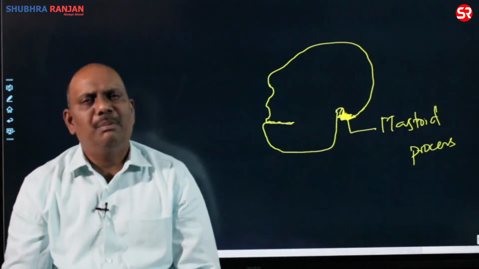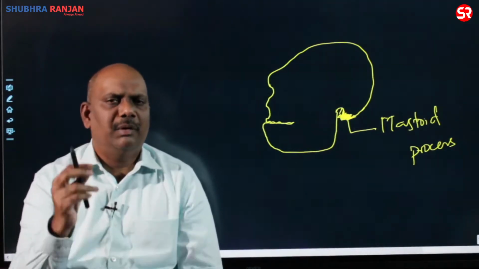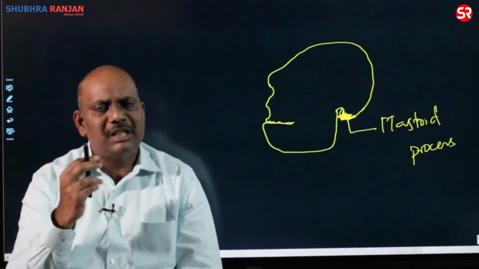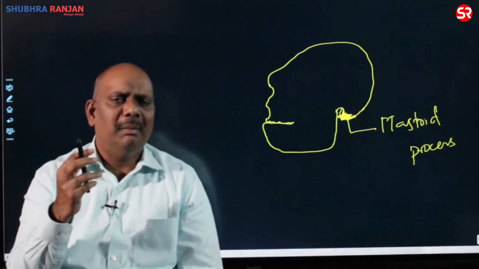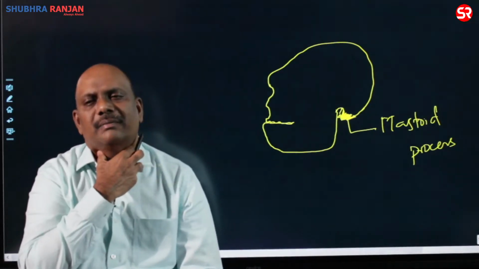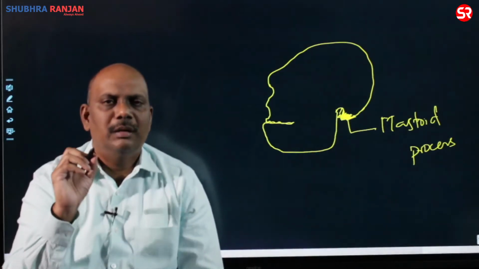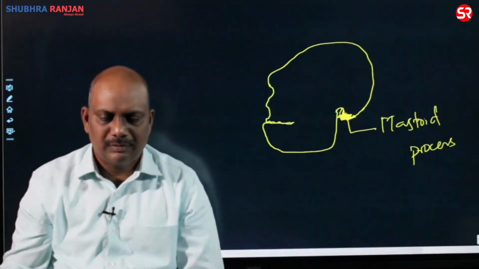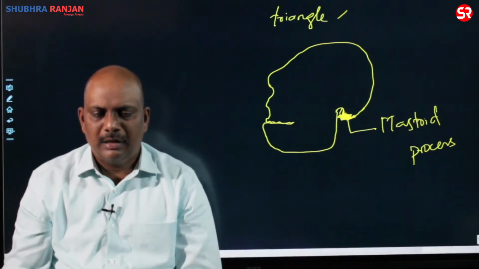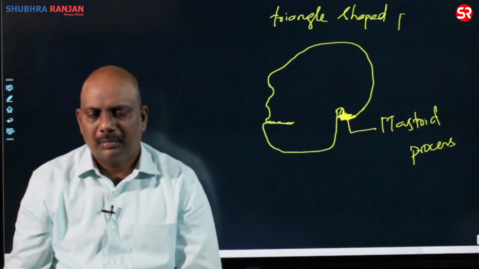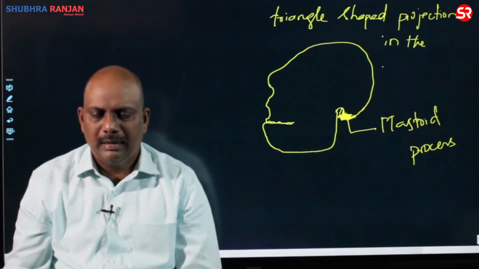This is a very important development in the process of evolution. Earlier, this mastoid process was not very prominent among the primitive apes. This mastoid process provides attachment area for a number of muscles in the neck region. You take down. So mastoid process, you can write it down. Mastoid process refers to a triangle shaped projection in the mastoid region.